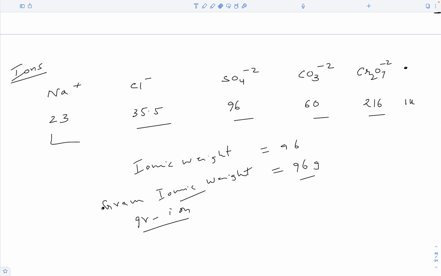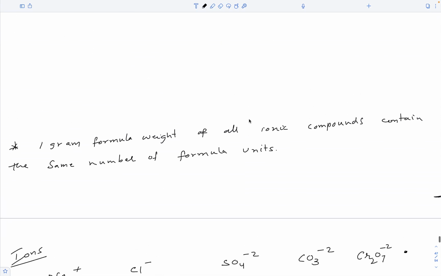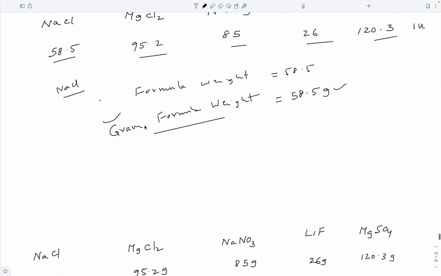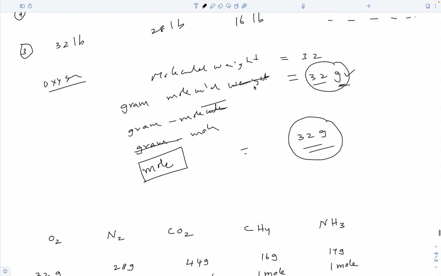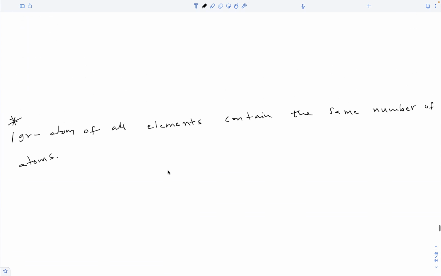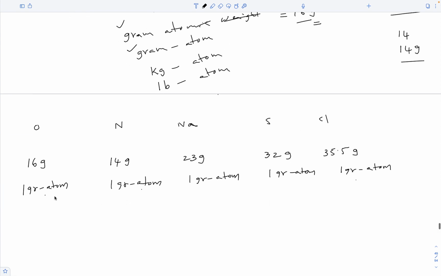Now we know what gram ionic weight or gram ion is. We know what gram formula weight is. We know what gram molecular weight, gram molecule, gram mole or mole is. We also know what gram atomic weight or gram atom is. Now let us take 1 gram atom of different elements.